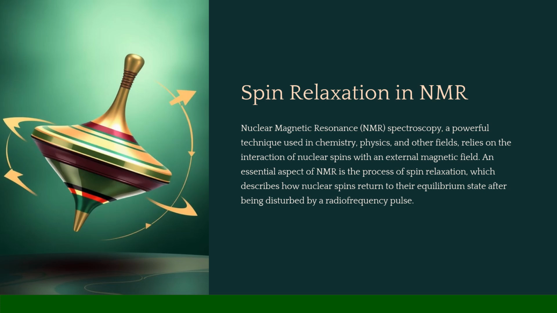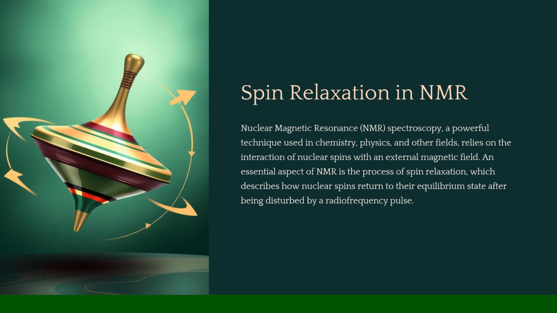Spin relaxation is a key process in nuclear magnetic resonance (NMR) spectroscopy that describes how nuclear spins return to their equilibrium state after being disturbed by a radiofrequency pulse. When spins are initially aligned with the external magnetic field, they are temporarily displaced by an RF pulse, causing them to lose their original alignment.